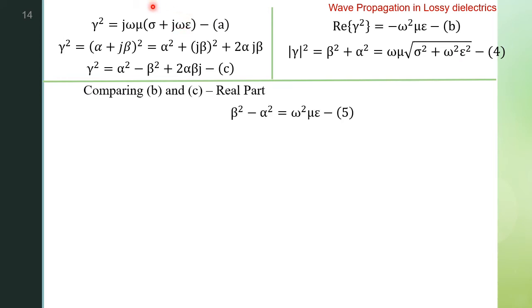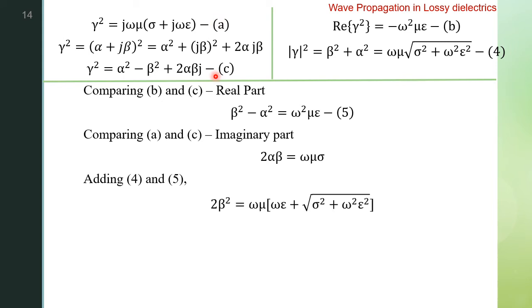Now, when we consider equations B and C and compare those two equations, you will get beta square minus alpha square equal to omega square mu epsilon. And also by comparing the imaginary part, you will get 2 alpha beta is equal to omega mu sigma. That is, if you compare C and A, you will get the imaginary part. So 2 alpha beta will be equal to omega mu sigma.